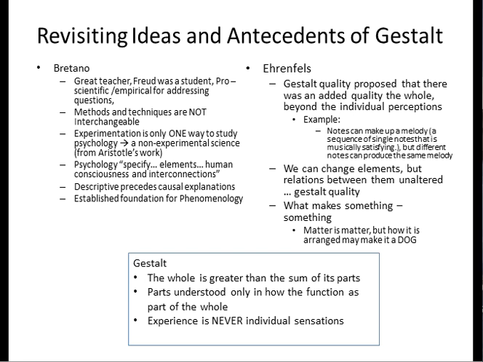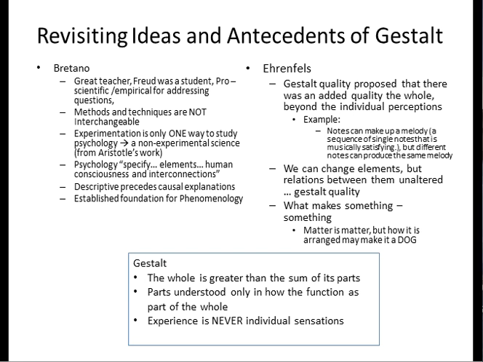So we can change elements, but relations between them are unaltered, and that is the Gestalt quality. Okay, that there is something else beyond the things that make something up. So what makes something something? This was mentioned briefly in your text as well. The question is, what makes something something?